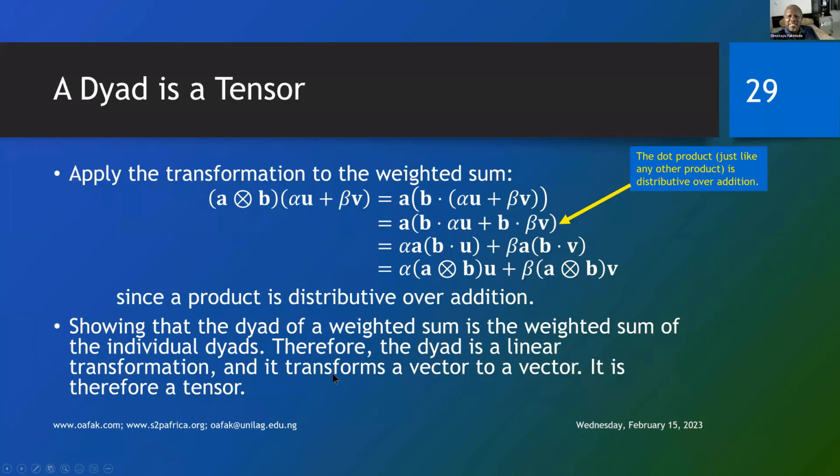So out of the 7 things we started with, we have now shown that 4 are tensors. The annihilator is a tensor, the identity is a tensor, the spherical tensor is a tensor, and the dyad is also a tensor. We are left with 3. The 3 we are left with are projection, coordinate transformation, and vector cross. So let us see how we get through those 3.